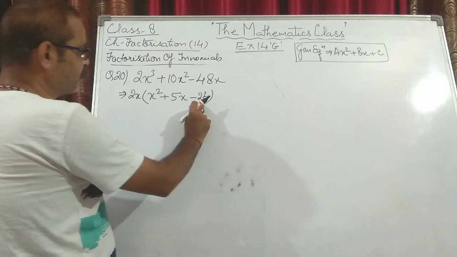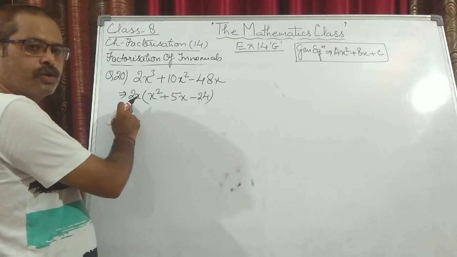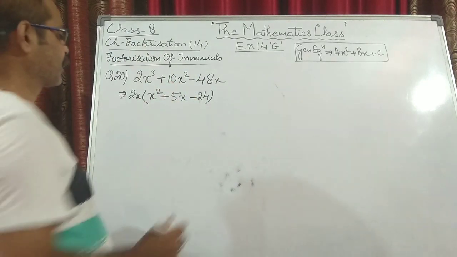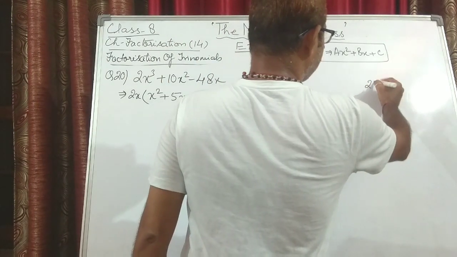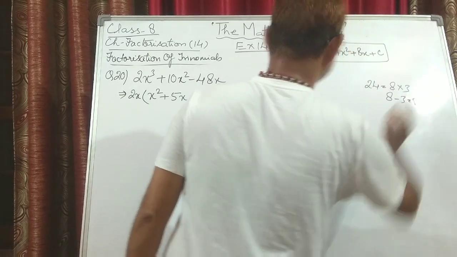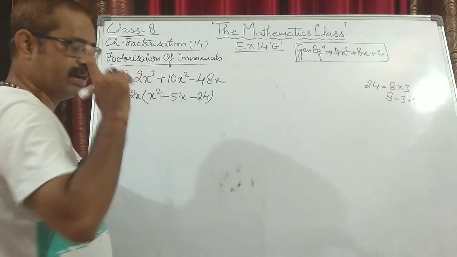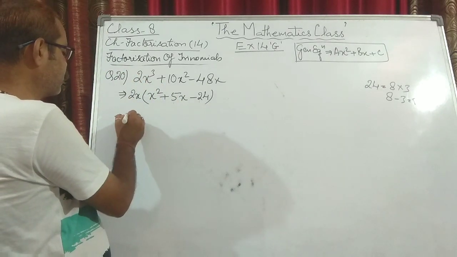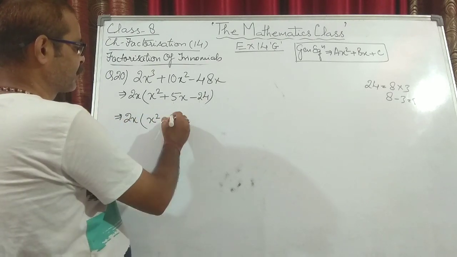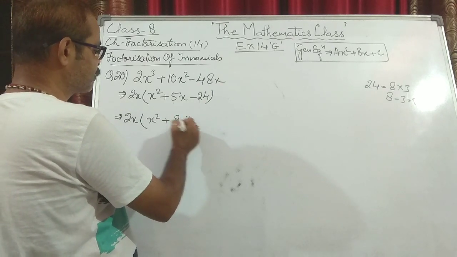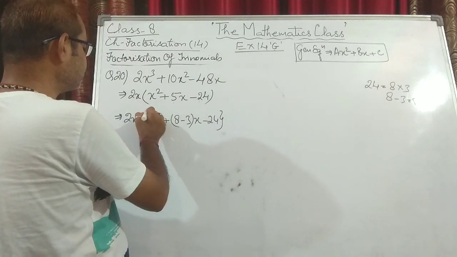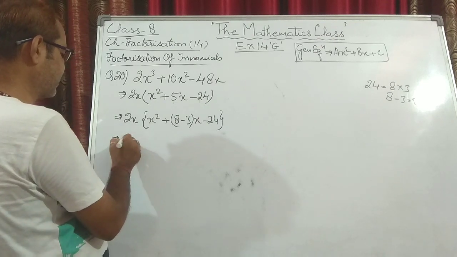Now this is your trinomial which has to be factorized, and 2x is also one factor of this whole trinomial. Now 24 factors are 8 into 3. 8 3s are 24 and 8 minus 3 is 5. So this 5 can be written as 8 minus 3. So how we will solve it? 2x will be written as it is, and in bracket we will solve everything. X square plus 5 can be written as 8 minus 3 into x minus 24, like this. Now this will be written as 2x.